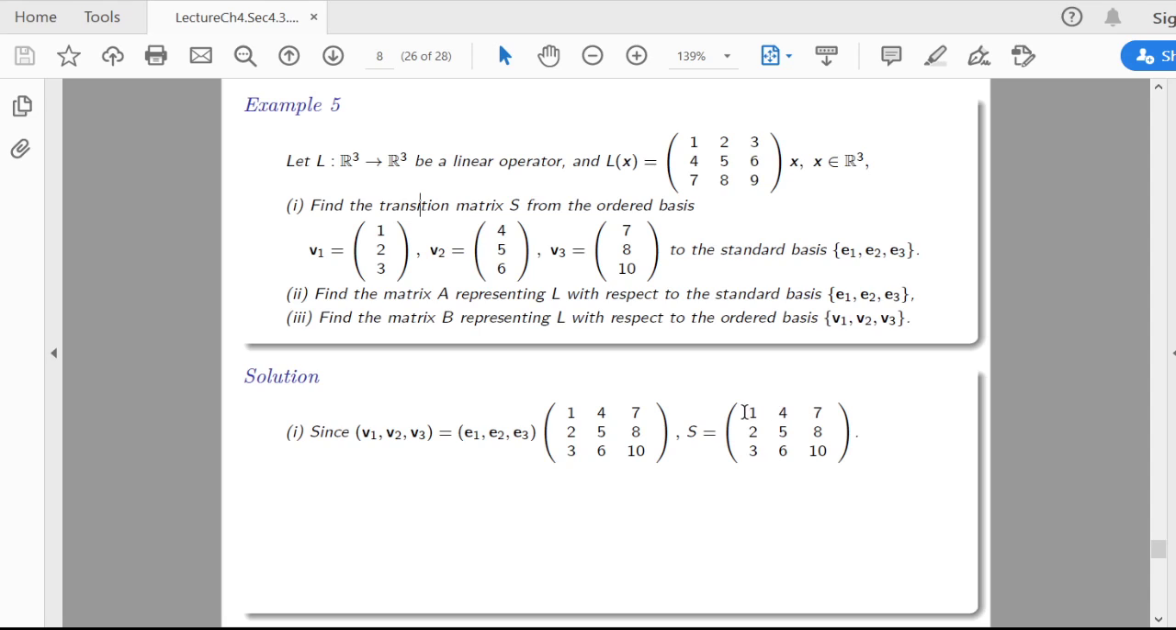How? Just take a look at the determinant of this matrix, which means you can use 1 times 5 times 10, then plus 3 times 4 times 8, then plus 2 times 6 times 7, then minus 3 times 5 times 7, minus 2 times 4 times 10, minus 1 times 6 times 8. Now you can find the value here for the determinant of S is non-zero. So this shows here actually S is a non-singular matrix.